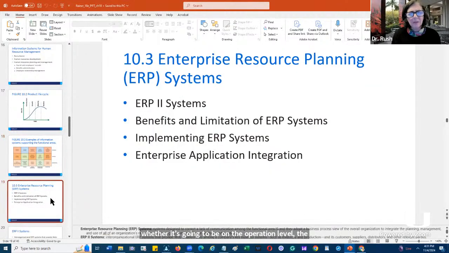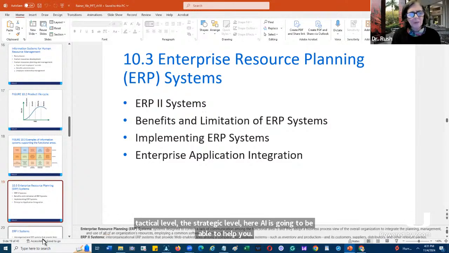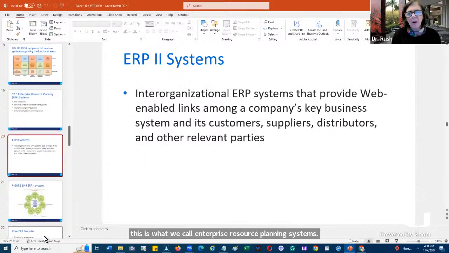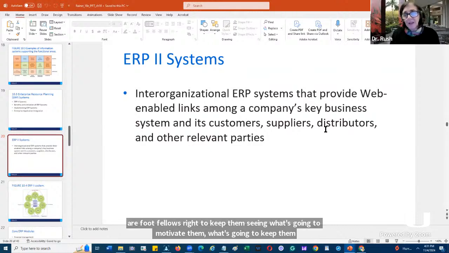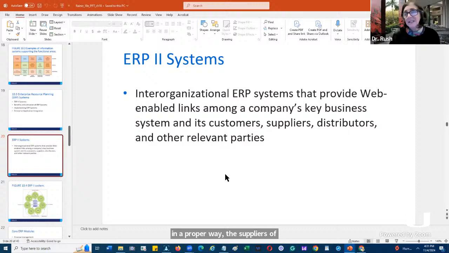Here, AI is going to be able to help you. And this is what we call enterprise resource planning systems. We've covered it already, where I told you I need to know about my customers, my students in this case. A lot of times there are modules just for student retention. Clark, for instance, to keep students like you that are fellows, to see what's going to motivate them, what's going to keep them in a proper way. The suppliers of the university, their distributors, any relative parties to keep track of.